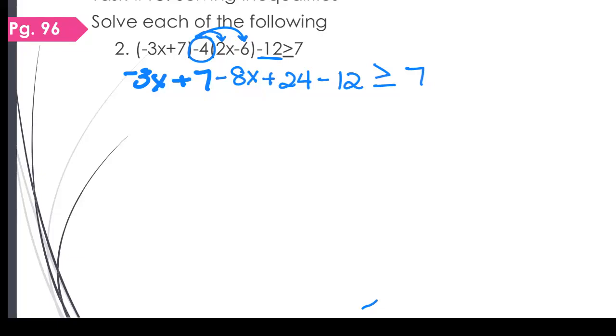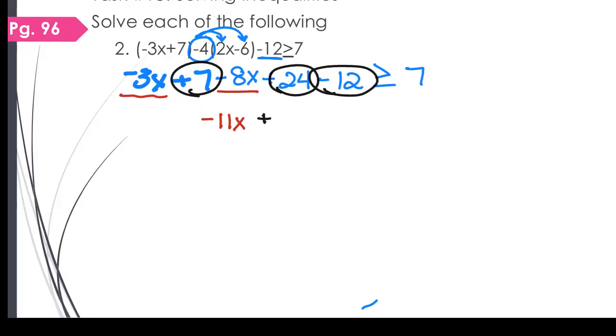Combine your like terms. Your like terms have to be on the same side of your inequality. So negative 3x and negative 8x is going to be a negative 11x. And then I've got my 7 and 24 and negative 12. 24 and negative 12 is 12. 12 plus 7 is 19. And that is greater than or equal to 7. I'm going to keep the x's where they are. Subtract 19. Subtract 19. So negative 11x is greater than or equal to negative 12.